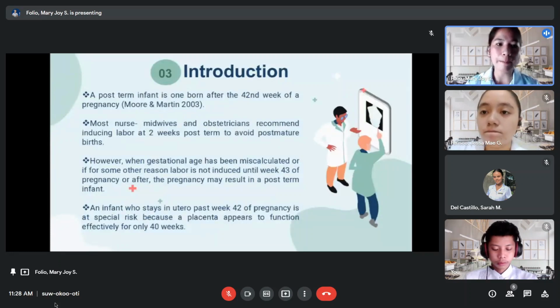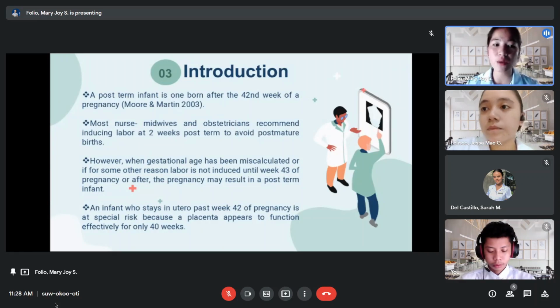An infant who stays in utero past the 42nd week of pregnancy is at special risk because a placenta appears to function effectively for only 40 weeks. As we all know, if the placenta shrinks enough, it may not provide adequate oxygen to the fetus. Particularly during labor, a lack of adequate oxygen may result in fetal distress.